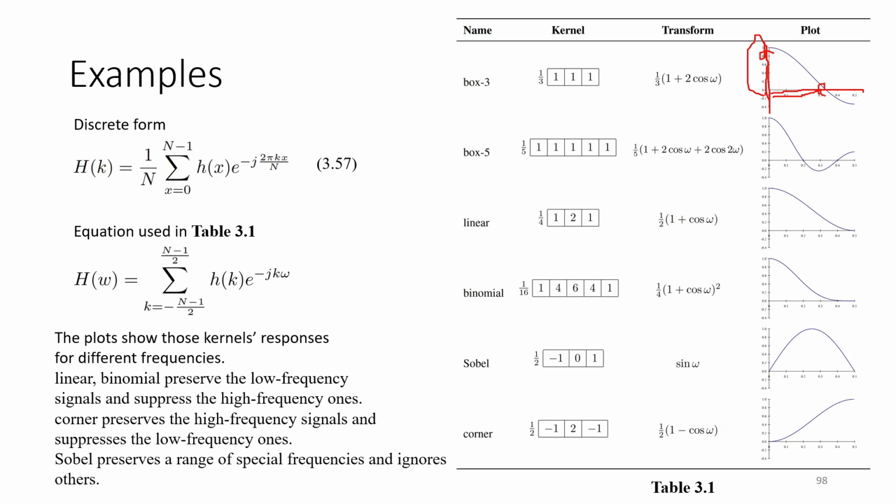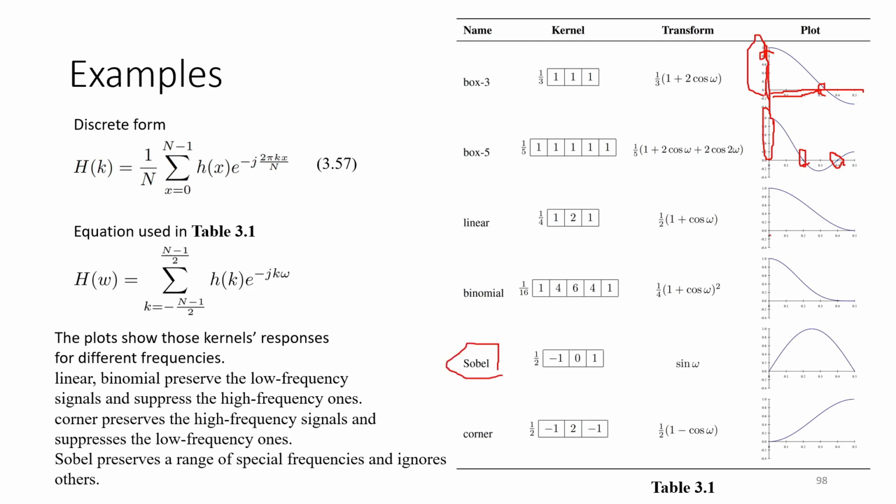And for the box 5, it will preserve most of the low frequency signals. And for certain frequencies, for this and this, there's no response. And the linear box and binomial filters have a similar property: they preserve low frequency signals and ignore high frequency signals.